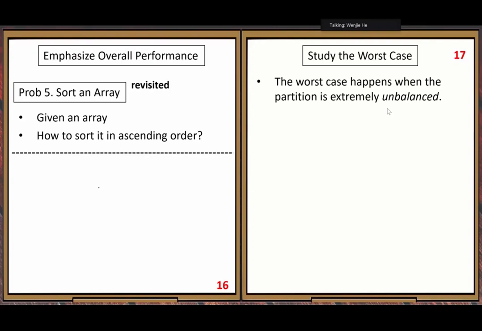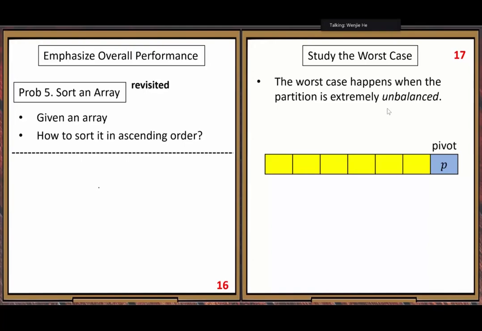When the partition is extremely unbalanced, so you happen to choose the minimum element or maximum element to be the pivot. Although we know the probability is very small, that could happen. So you need to consider the worst case. All right. One worst case is like this.